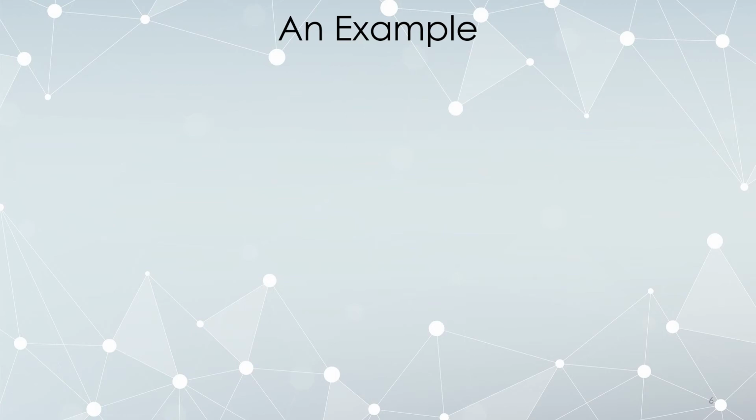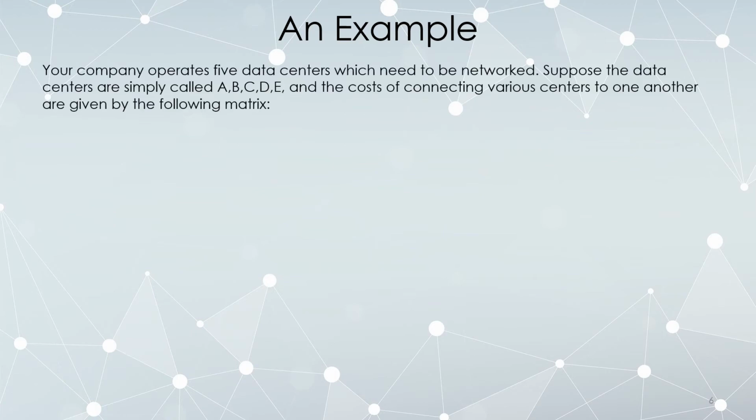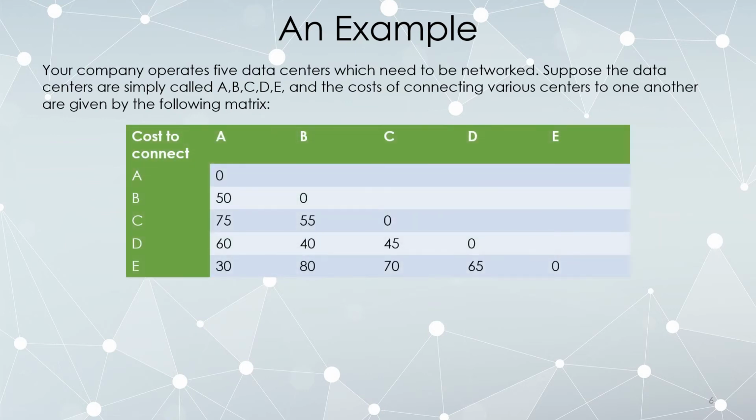So let's take a look at an example. Your company has 5 data centers, we'll call them A through E. The cost of connecting various data centers to one another has been researched and is given by the following chart. If I want to connect data center A to A, that doesn't cost any money because it's itself. But if I want to connect A to B, that costs $50,000. I'm not bothering to write this entry here because A to B would be the same thing as B to A. So here are all the various costs of connecting data centers.